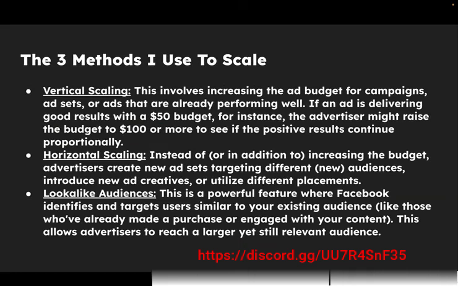And pretty much this is vertical scaling. We just increase the budget of a campaign or ad set that's already performing well. The second scaling is horizontal scaling. Instead of increasing the budget, we create new ad sets or new campaigns targeting different audiences. But in a lot of cases, we use creatives that are already working. We use settings from previous campaigns that are already working.